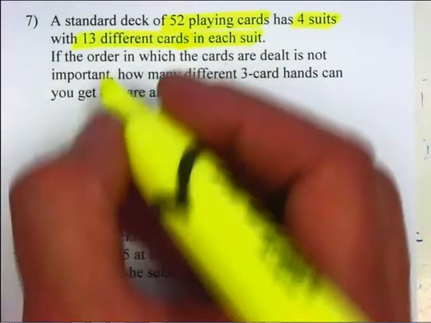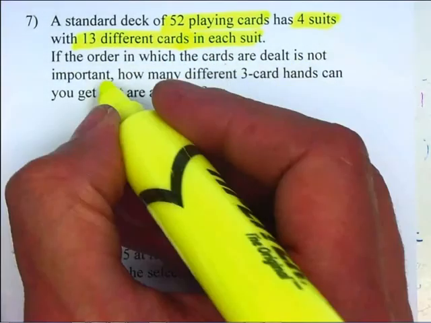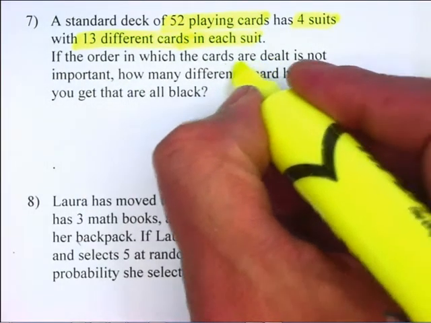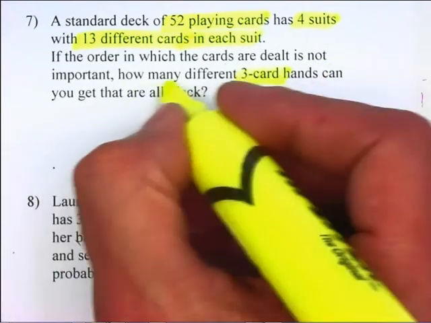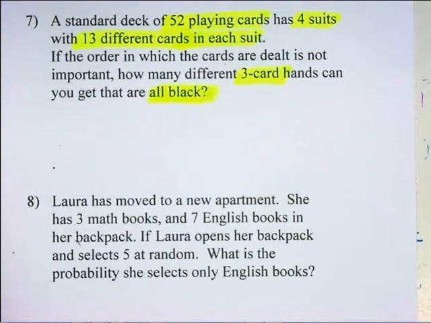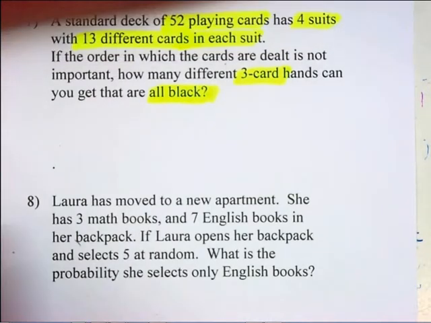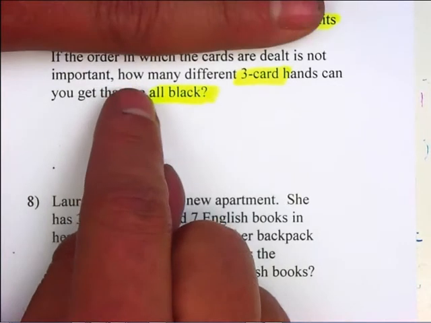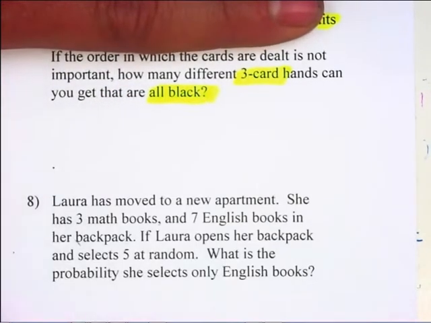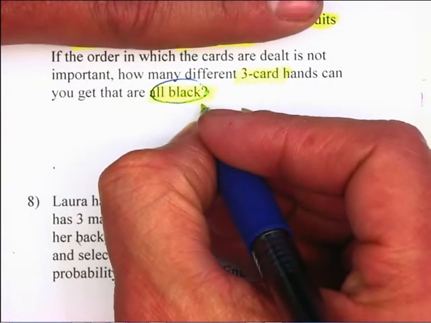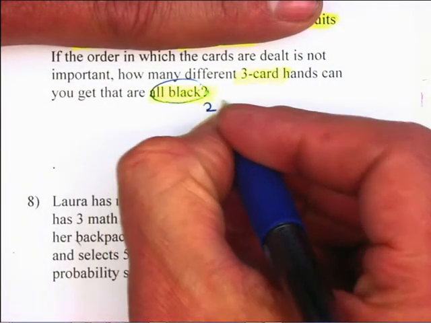Now this is the question. If the order in which the cards are dealt is not important, which usually isn't, how many different 3-card hands can you get that are all black? Now remember that you are only concentrating on the ones that you are looking for. The fact that you have 52 cards or that you have 4 suits or 13 does not matter. How many black ones do you have total? Anybody knows? We have a total of 26.